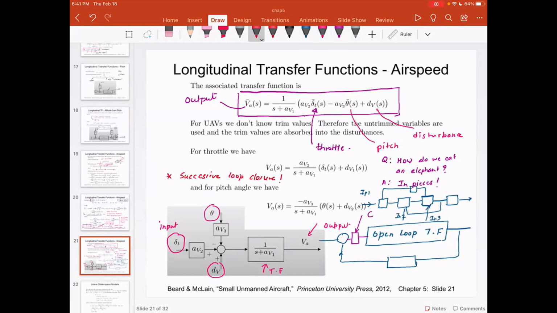What does it mean? It means, first and foremost, I'm going to look at this block. And then I'm going to design a feedback controller that stabilizes this block. Once this block is stabilized, then I will look at the block that is outside. Then I will stabilize this block. Once this block is stabilized, I will look at the most outside block. And then I will successively close the loops on these blocks to make sure that the entire system is stable.